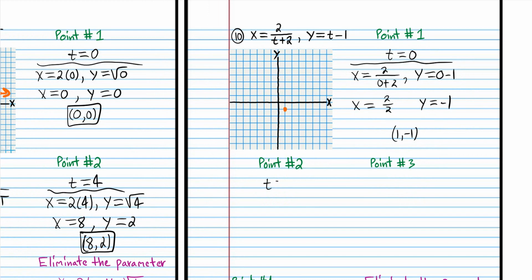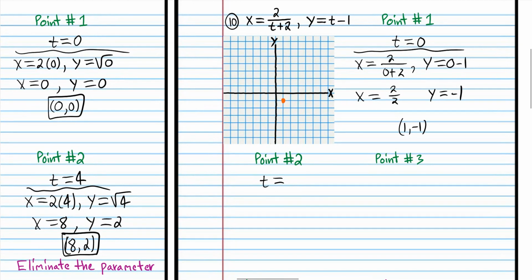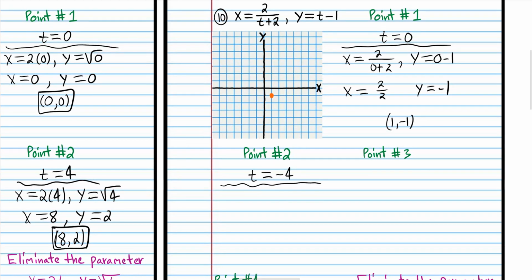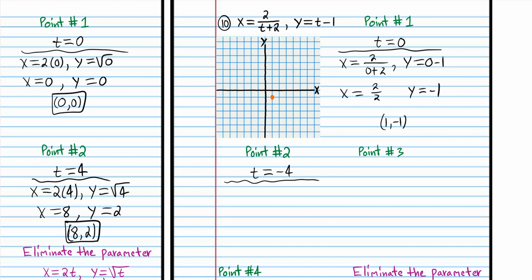Okay, so now we're going to choose t is equal to, I think I'm going to choose -4 this time. So x is equal to 2 over -4 plus 2, and y is equal to -4 minus 1. So x is equal to -1, and y is equal to -5.